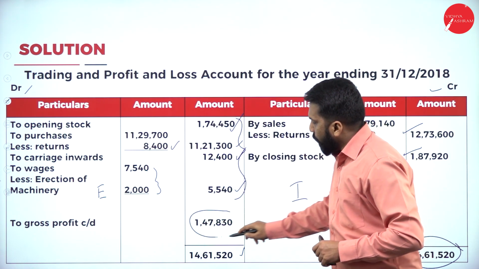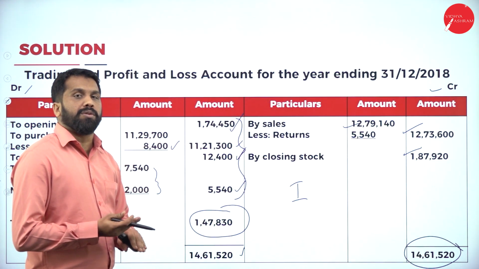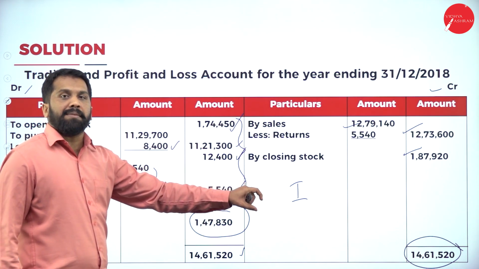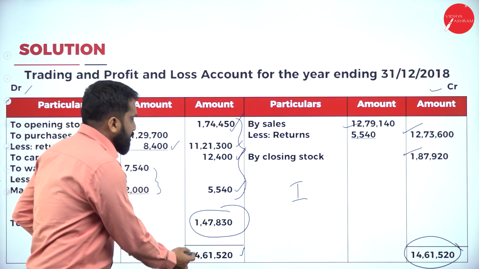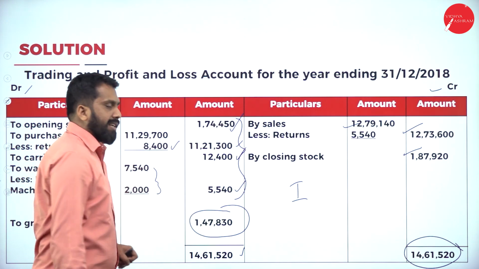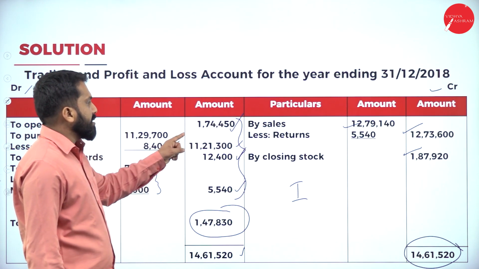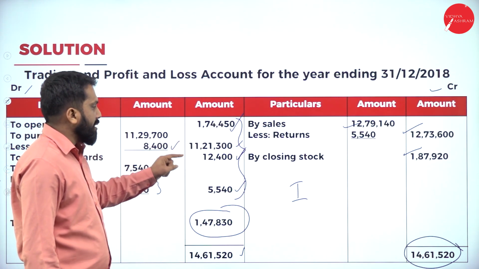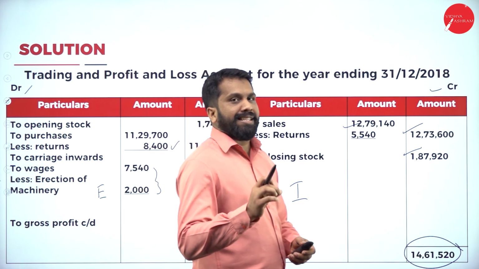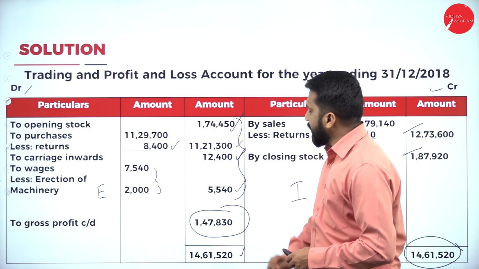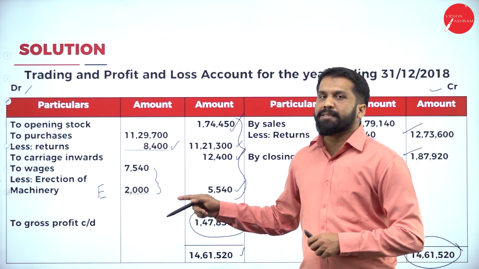How much will you get? 1,47,830. Again, I'll repeat. You have to see which side is more. Your credit side is more. The same answer you should copy here also. Once you have copied, then from this you should minus everything. 14,61,000 minus 1,74,000 minus 11,21,000 minus 12,400 minus 5,440, you will get 1,47,830. This we call your gross profit.